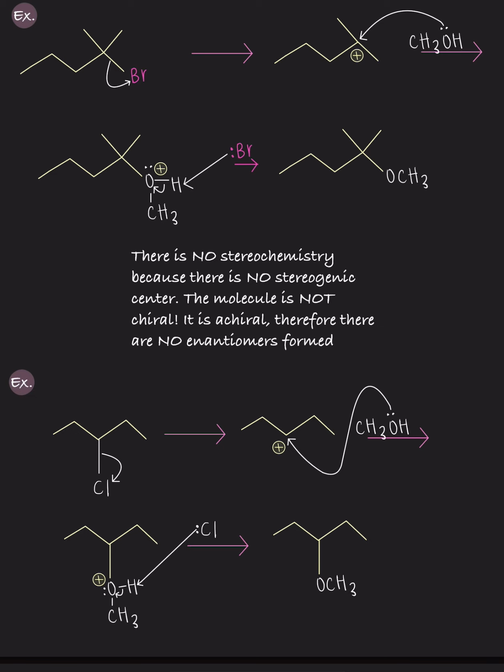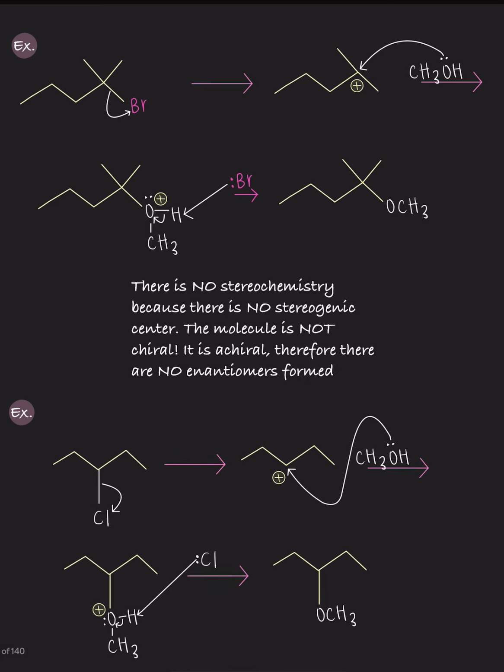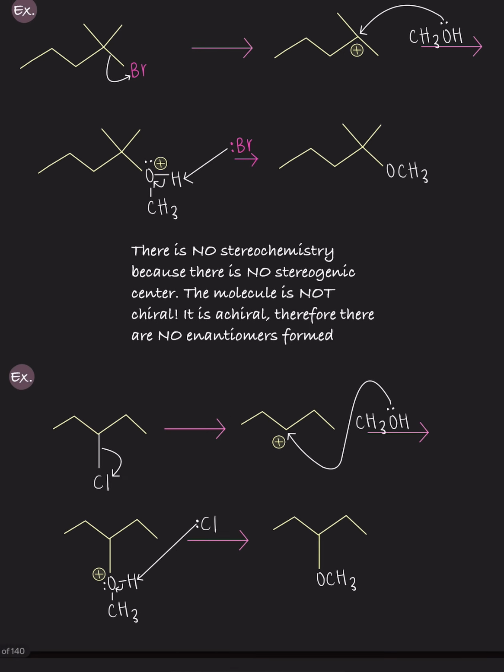So I hope that makes sense of why sometimes you will have chiral centers and why sometimes you won't. It depends. If you have 4 different groups, you'll have a chiral center. If you do not have a chiral center, you do not have enantiomers. If you have a chiral center, you will have enantiomers.